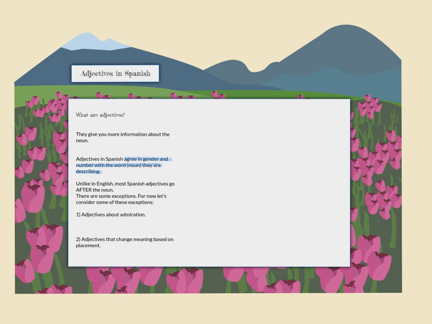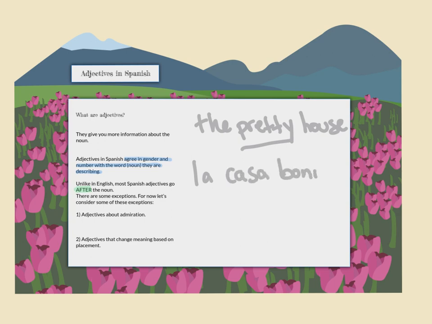Something else that's important is that, unlike in English, most Spanish adjectives go after the noun. What do I mean by that? You might have never really even thought about it, but in English you would say "the pretty house," right? So you have the adjective before the noun. But in Spanish, you would have, like we just had, la casa bonita, where the adjective goes after the noun. And that happens most of the time, although we do have some exceptions.